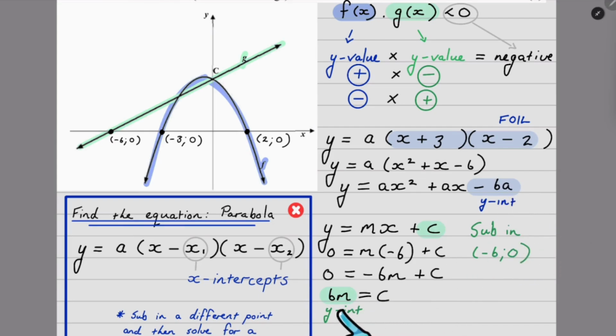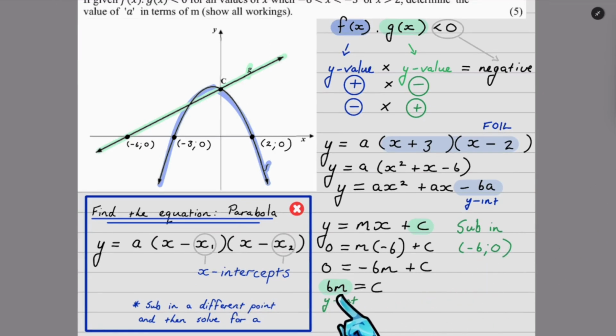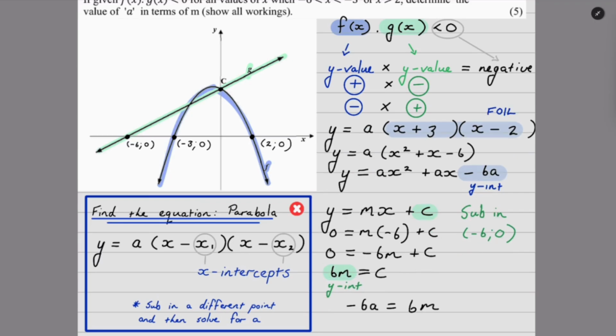And if we look at the graph, they both have the same y-intercept. C is the y-intercept of the blue graph, and C is also the y-intercept of the green graph. So if they're the same, it means these two things must be the same, so I can make them equal to each other. And then the question wanted the value of a in terms of m. That's a fancy way of saying get a on its own. So to get this a on its own, I divide both sides by negative 6.